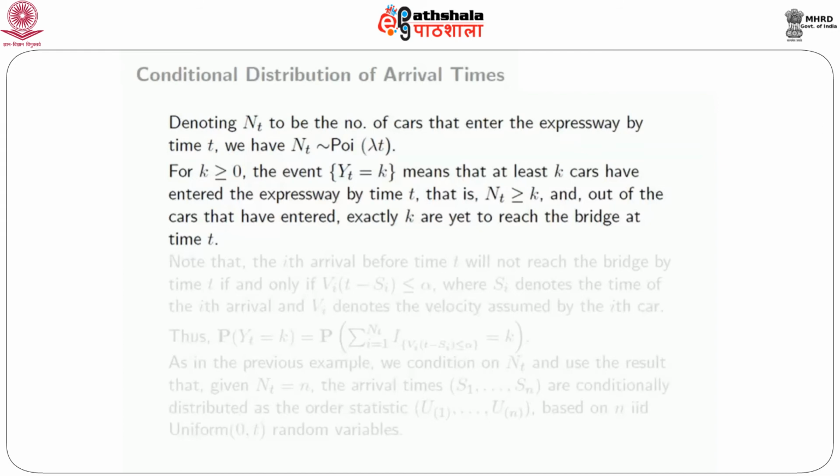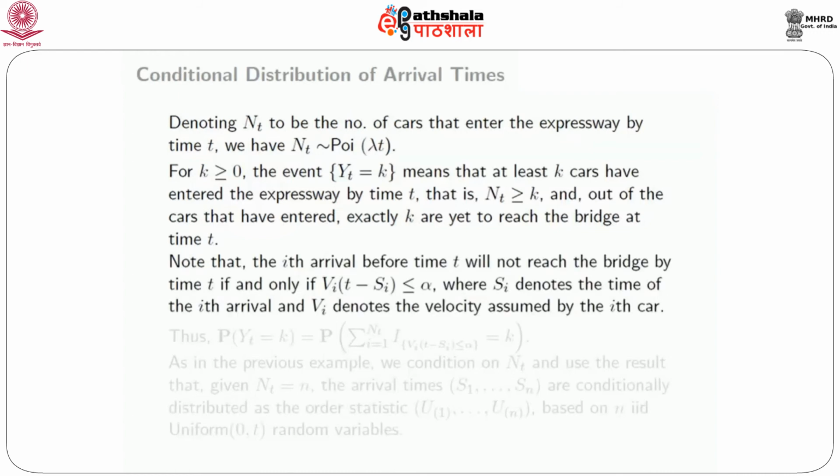Now note that the ith arrival before time t will not reach the bridge by time t if and only if V_i, the velocity assumed by the ith arrival, multiplied by the time that the particular car has run up to time t, which is t minus S_i, because the arrival time is S_i, is less than or equal to alpha. So velocity multiplied by the time through which the car has run, if that quantity is less than or equal to alpha, then the vehicle will not reach the bridge at time t, where S_i denotes the time of the ith arrival and V_i denotes the velocity assumed by the ith car.